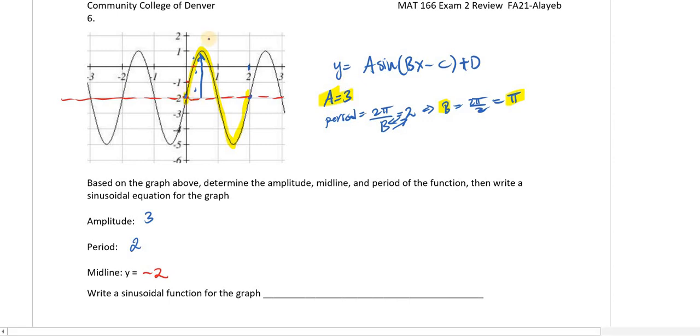I notice that this function didn't move to the right or to the left, so that means I don't have a horizontal shift. As a result, c is equal to 0. The vertical shift, the graph of the function went down 2 units. D is -2, which is the midline as well. Now I can write the equation. This is y equals 3 sine(pi x - 0) + (-2). And that is the final equation.